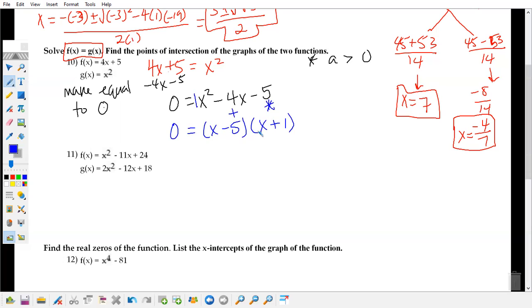And when you have two factors, that means you're setting each factor equal to 0. So x minus 5 equals 0 means that x equals 5. x plus 1 equals 0 means that x equals negative 1. Because 5 minus 5 is 0 and negative 1 plus 1 is 0.